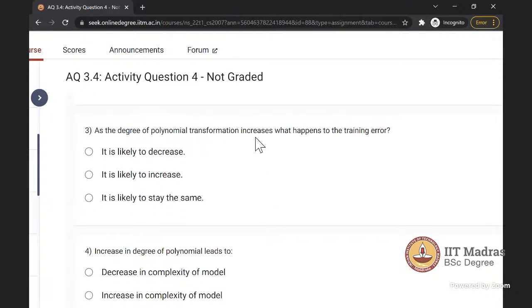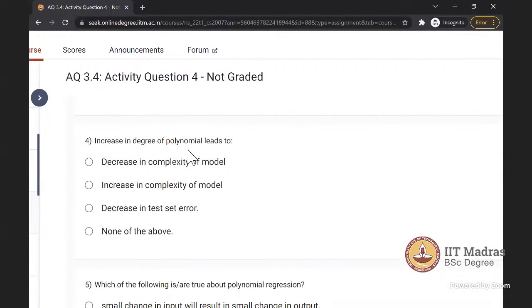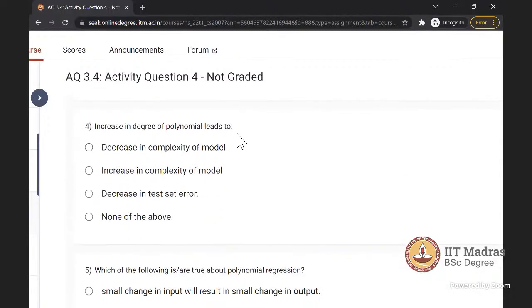As the degree of polynomial transformation increases, what happens to the training error? Great, this is a good question. Is it going to decrease, increase, or stay the same? It will decrease, yes. Because the model's capacity is going to increase, it is more likely to remember the data points, and therefore the value of training error will decrease.